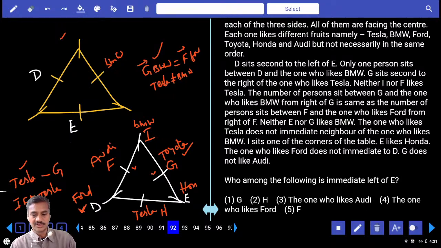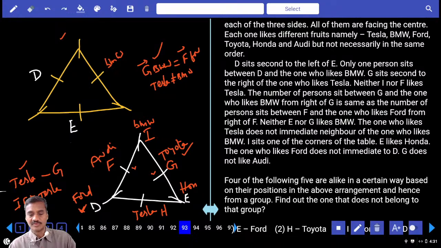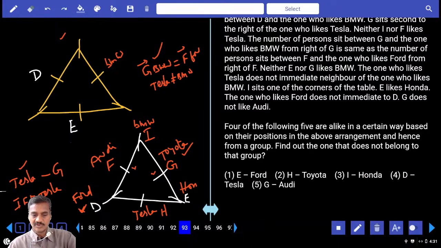Then next one, 93, four out of the following means odd one out. Now in this odd one out, E and the one who likes Ford, there is exactly one person. H and the one who likes Toyota, there is exactly one person. I and the one who likes Honda, there is exactly one. D and the one who likes Tesla, they are adjacent to each other. That is choice 4 is odd one, 93.